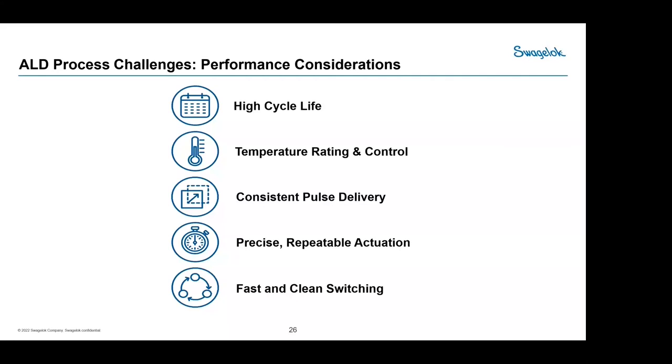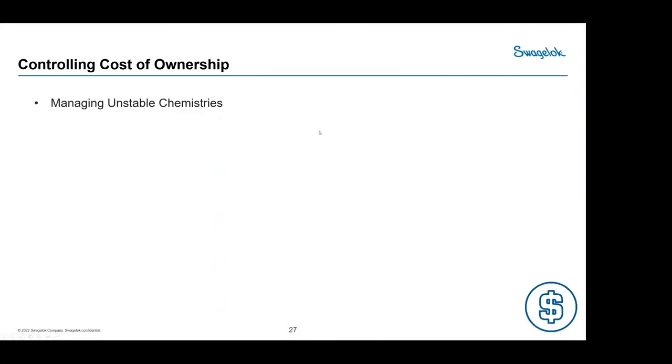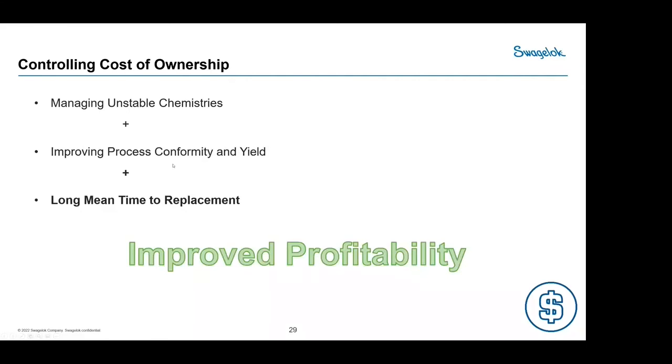So when we discuss all these things, how does it all come together? What does it mean? Why is it even important for us to discuss these things? If we look at the three things we talked about, managing unstable chemistries, improving process conformity and yield, it all boils down to the long mean time to replacement. How do these parts need to be replaced in the chambers, in the tools, wherever in the fabs? How can we increase that mean time for replacement? And all in all, it's all about improved profitability.